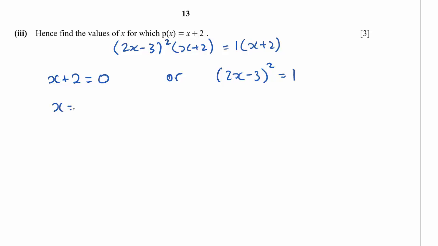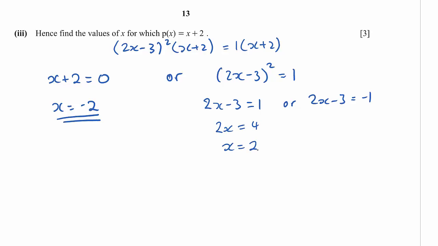So this one gives me x equals negative 2, so that's certainly one of our answers. For this squared to be equal to 1, that means that 2x minus 3 could be 1, or 2x minus 3 could be negative 1. So this one would give me 2x equals 4, so x equals 2. And this one would give me 2x equals 2, and therefore x equals 1.